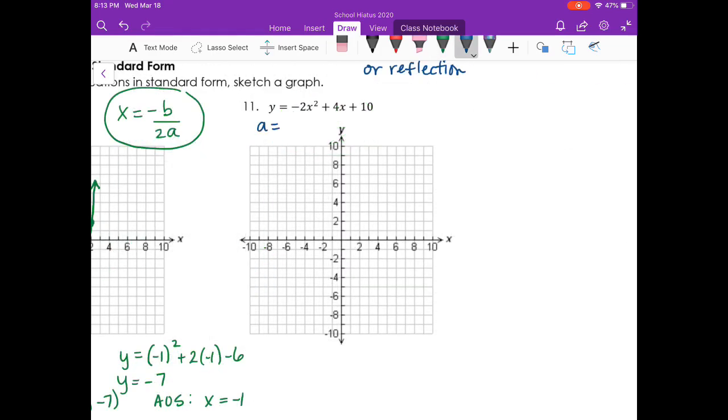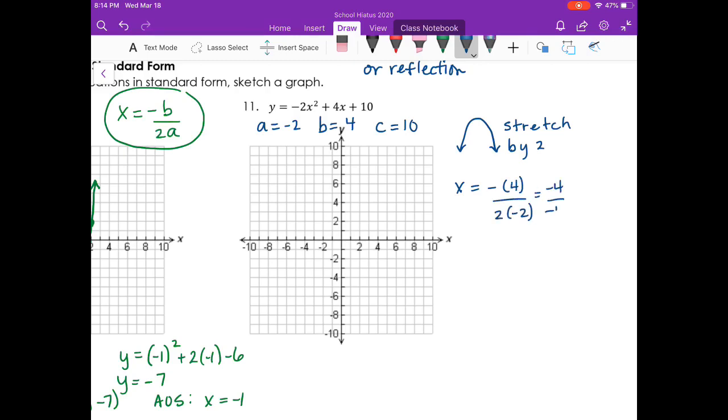In number 11, a is -2, b is 4, and c is 10. This graph will have a reflection in the x-axis and a stretch by a factor of 2. We'll use opposite b over 2a to find the x-coordinate of the vertex and the axis of symmetry. The equation for our axis of symmetry is x equals 1.